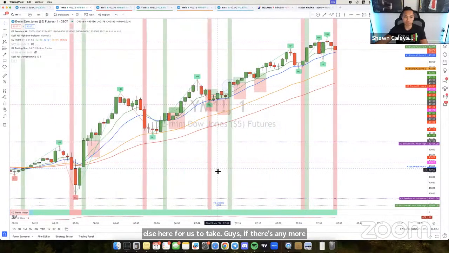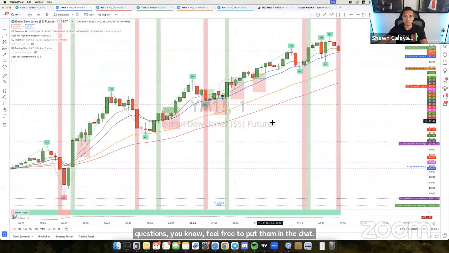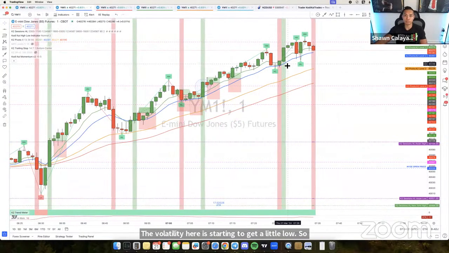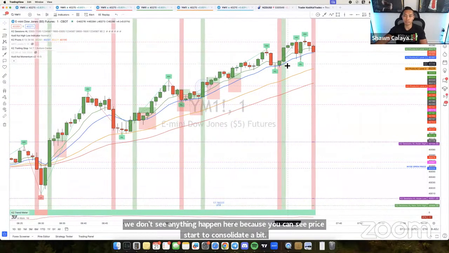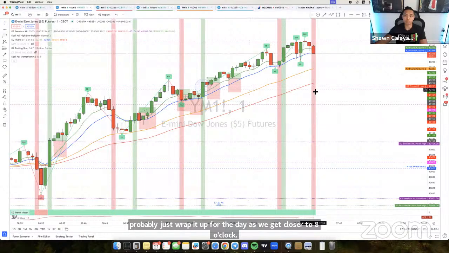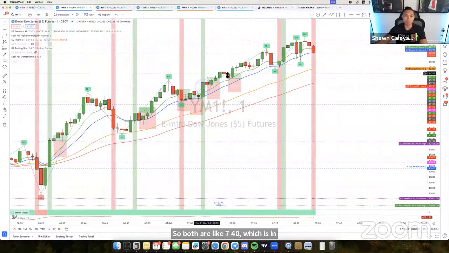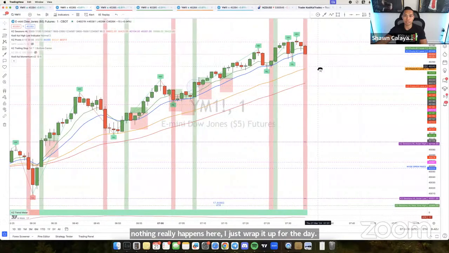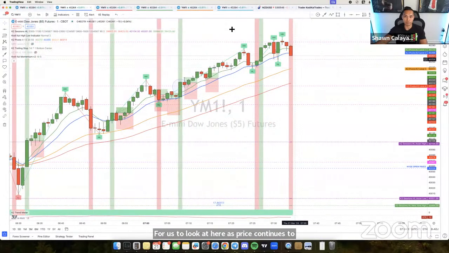The volatility here is starting to get a little low. So if we don't see anything happen here, because you can see price starting to consolidate a bit, if it starts to just consolidate for a while, then we'll probably just wrap it up for the day as we get closer to 8 o'clock. So closer to like 7:40, which is in 6 minutes. If nothing really happens here, I'll probably just wrap it up for the day. There's not really much for us to look at here as price continues to consolidate and the volatility starts to die down as we get closer to 8 o'clock.